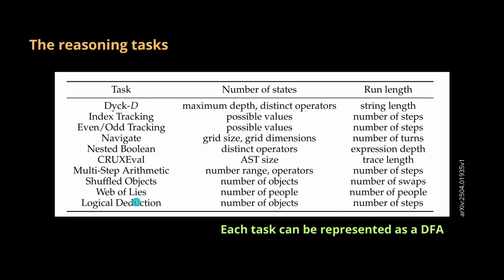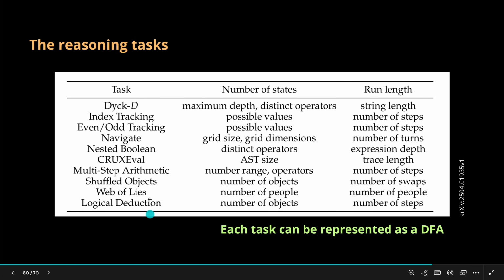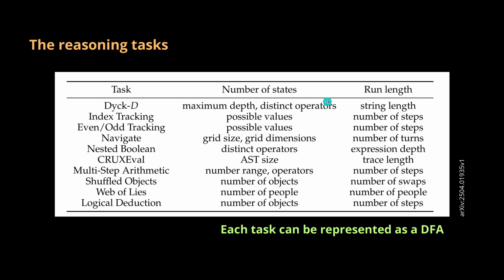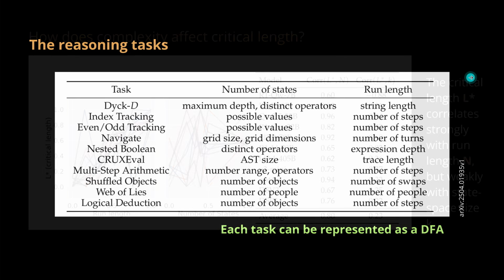Here we have the same Crooks evaluation, multi-step arithmetic, web of lies, logical deduction, all the benchmarks. And now we say each task can also be represented as a DFA, as an automaton. Because we have the number of states this particular benchmark can be in. This is either the maximum depth or the distinct operators, the possible values for tracking, or the particular size, or the number range, or the number of objects, the number of people, whatever. And the run length, the second characteristic for the complexity, is simply the number of steps or expression depth or whatever. So they identify this for each of their benchmark tasks, and then they looked at this.